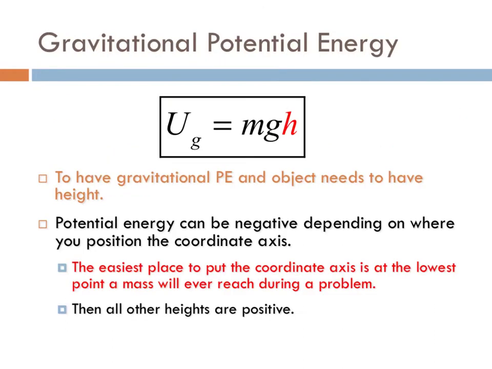Our first type of potential energy is gravitational potential energy. To have gravitational potential energy, an object needs to have height. Now, in kinetic energy, our negative always went away. In this case, if we have a negative height, then we can have a negative potential energy. So, the easiest place to put the coordinate axis is at the lowest point a mass will ever reach during a problem. Then that makes all of our heights positive.